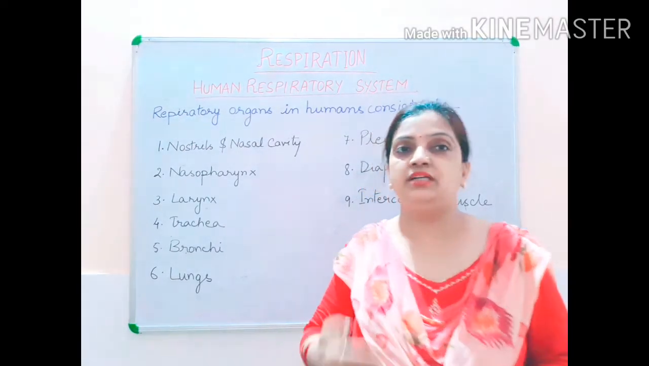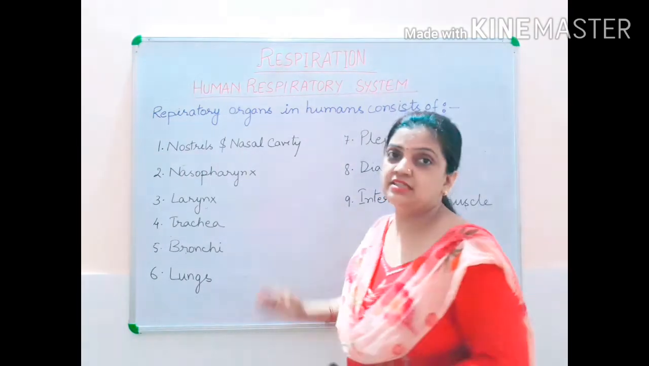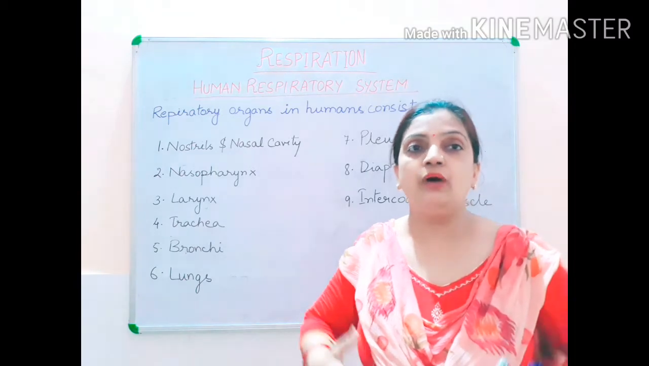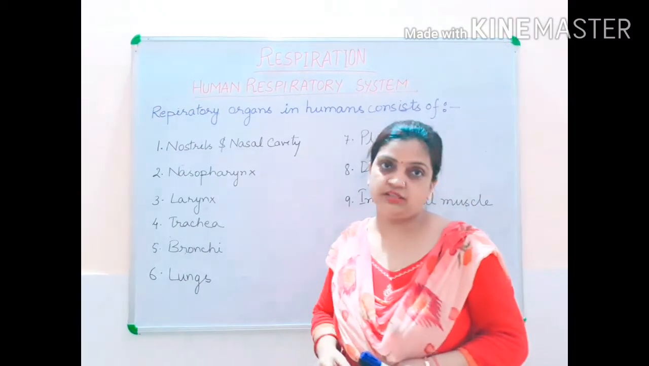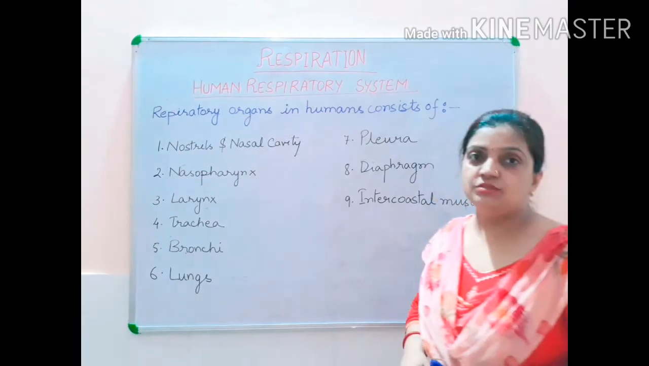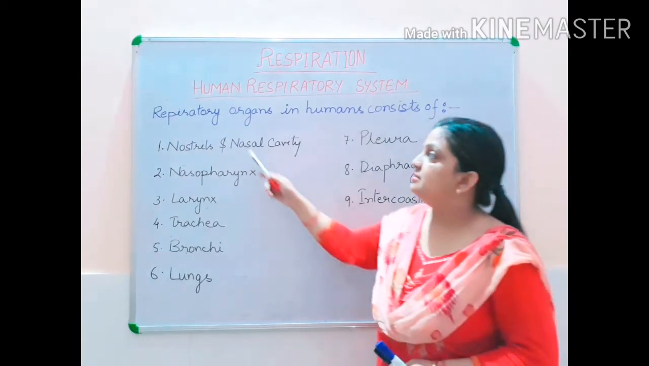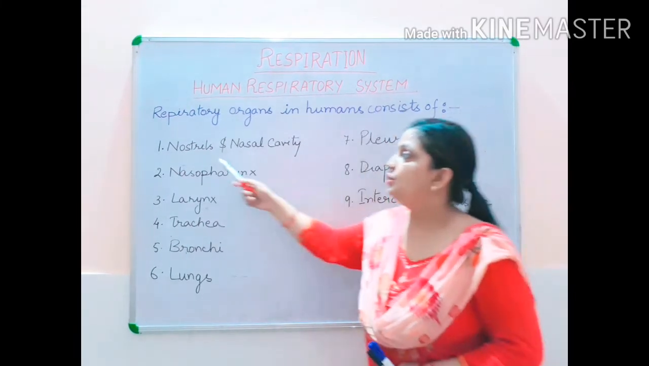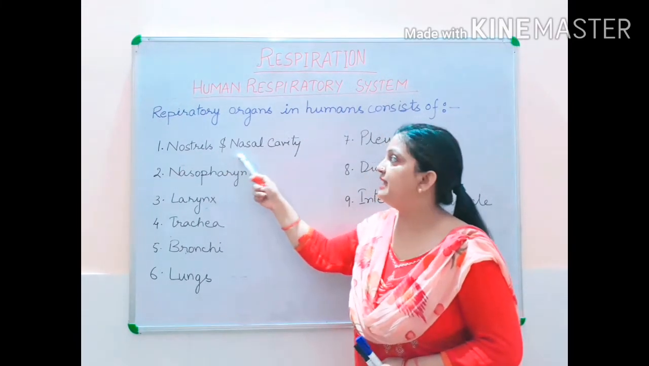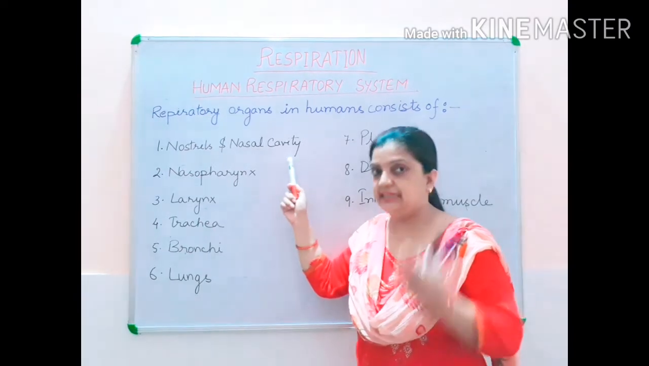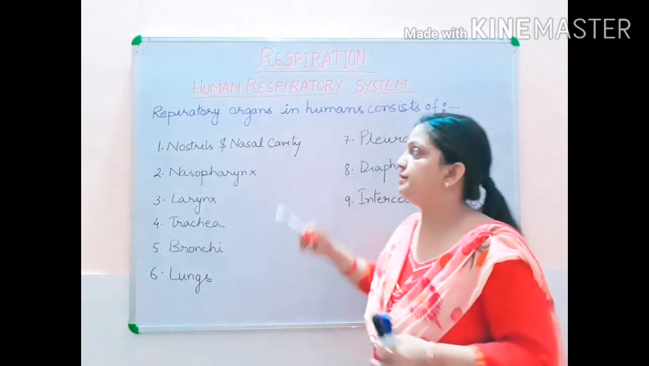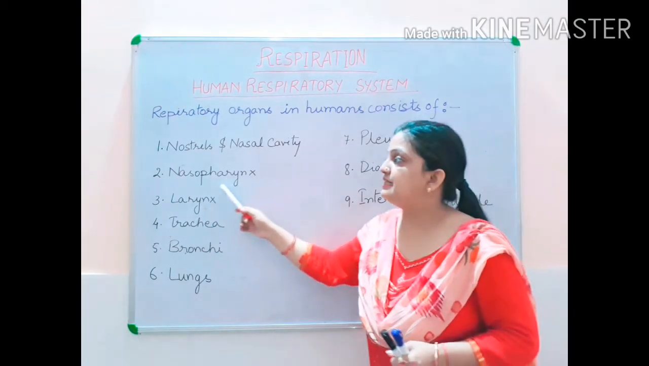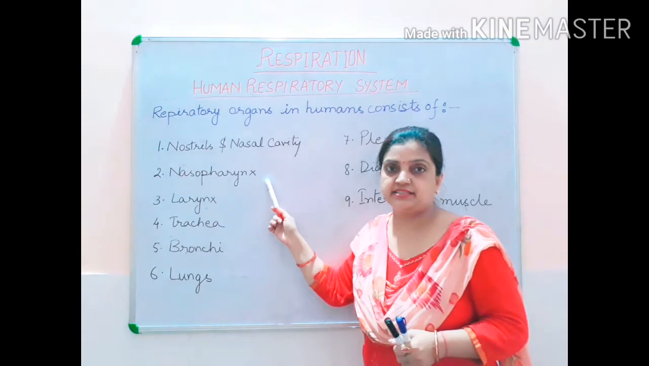Second, we'll move to the diagram of the parts. And third, we will be knowing the physiology, or how these systems are working inside the body. So let us know the names first. So the human respiratory system consists of nostril and nasal cavity. I'll show all the parts in the body. Nostril and nasal cavity. Second is nasopharynx.